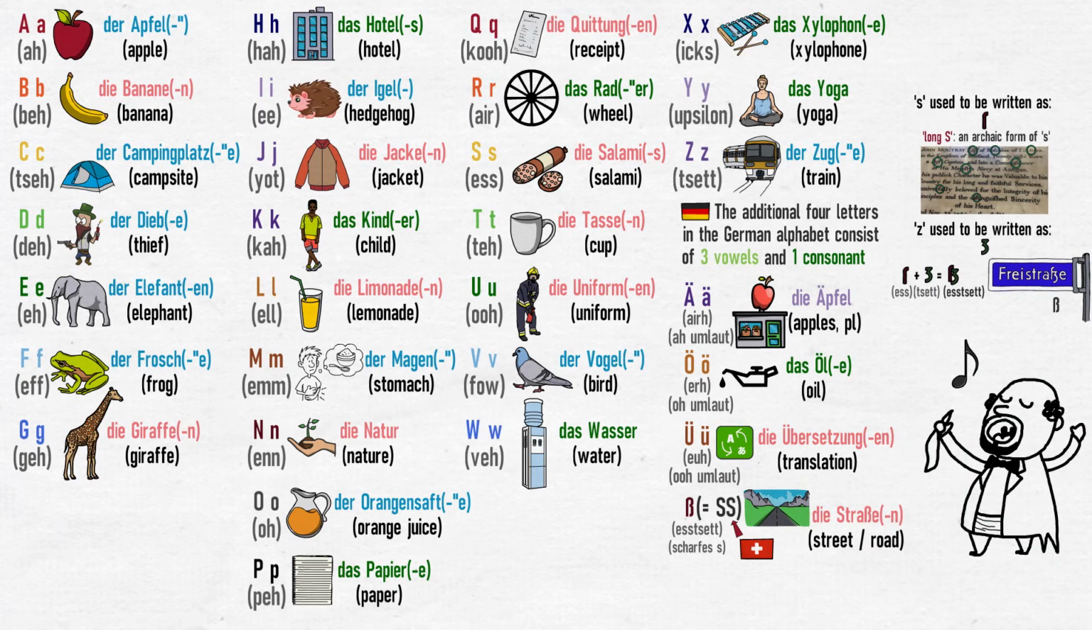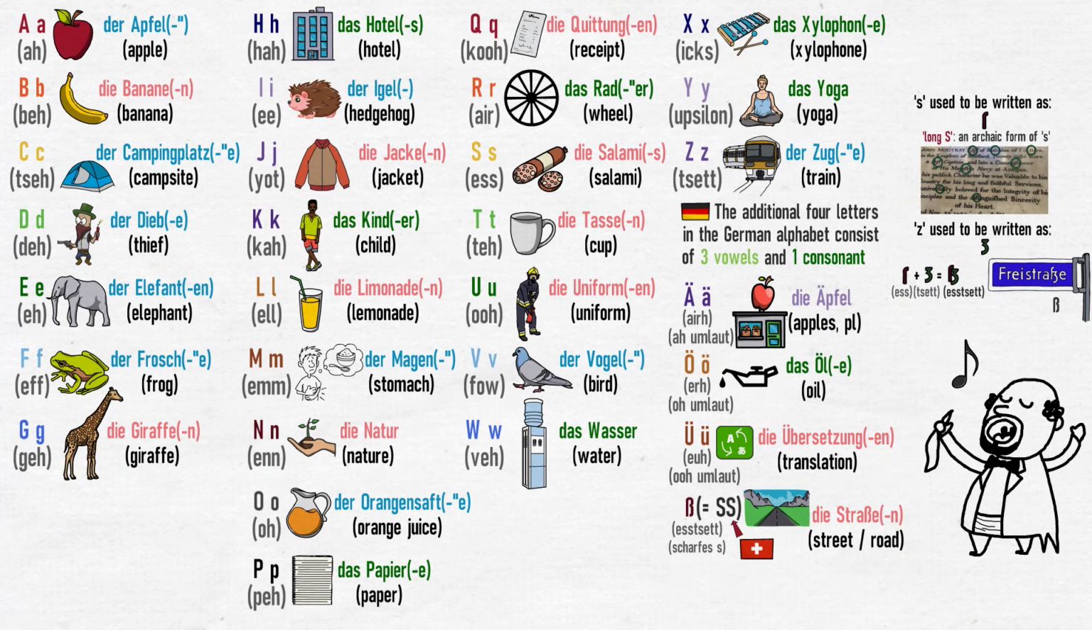The song I use for my classes, slowly at first, is A, B, C, D, E, F, G, H, I, J, K, L, M, N, O, P, Q, R, S, T, U, V, W, X, Y, Z. A Umlaut, O Umlaut, U Umlaut, SZ.